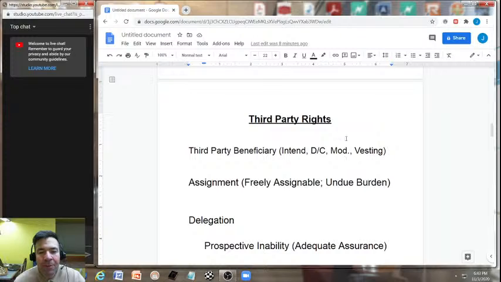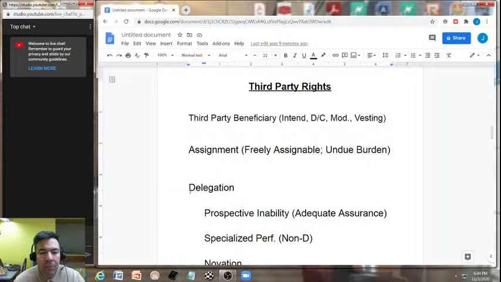And then we look to see, has there been a modification before vesting? Remember, if vesting comes before modification, the modification is ineffective. Assignment of what? Assignment of rights, freely assignable, and only those rights that would unduly burden the other party are not assignable. We also remember to keep this in mind, an assignment of contracts is both an assignment of rights and a delegation of duty, where assignment of rights by itself is simply that, an assignment of rights.